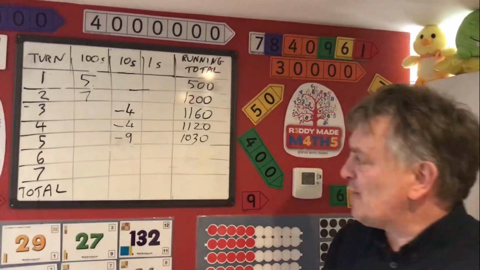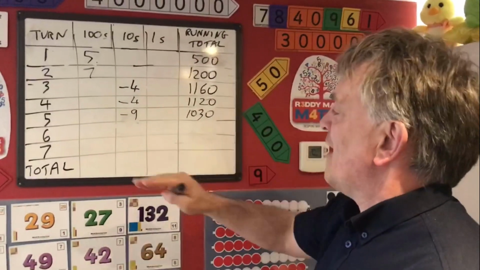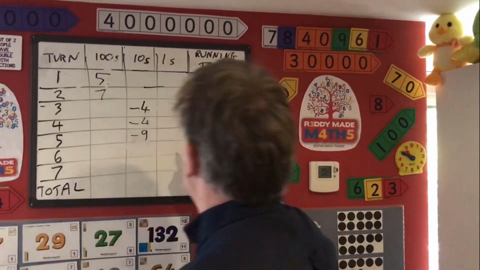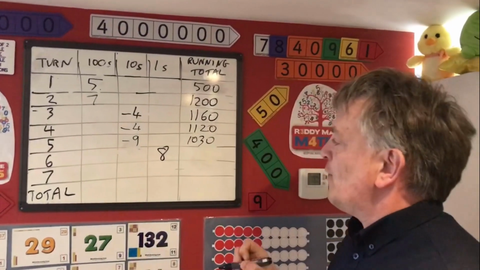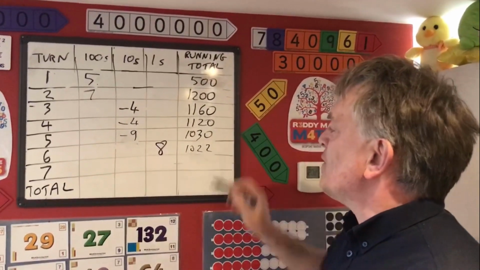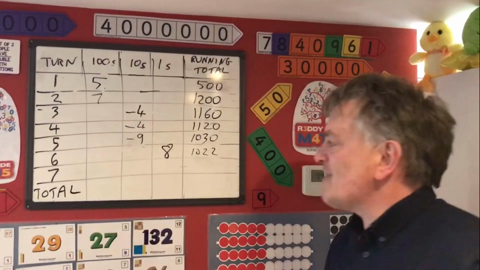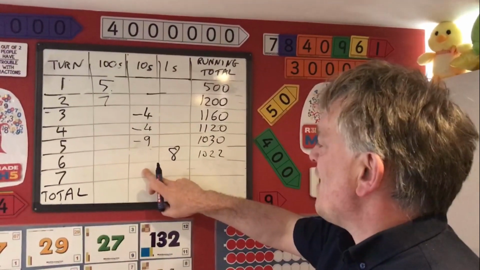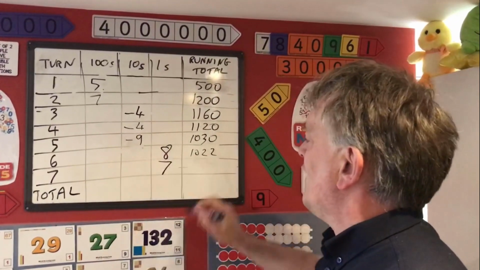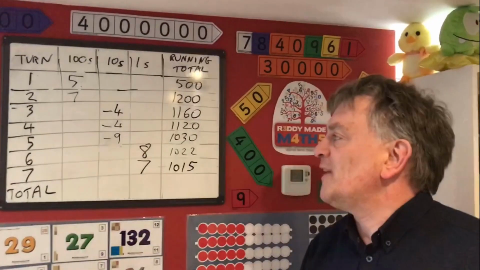The next roll is an 8. Now at this point, I don't want to subtract hundreds or tens. I want to subtract ones. Oops. If I subtract my ones, I've now subtracted 8 ones. I'm now on 1,022. Let's see what my final roll is. My final roll is a 7. Again, if I subtract 7 tens, I'm going to be on 952. So I'm going to subtract 7 ones from there, and that gets me to 1,015. So I've ended up 15 away.